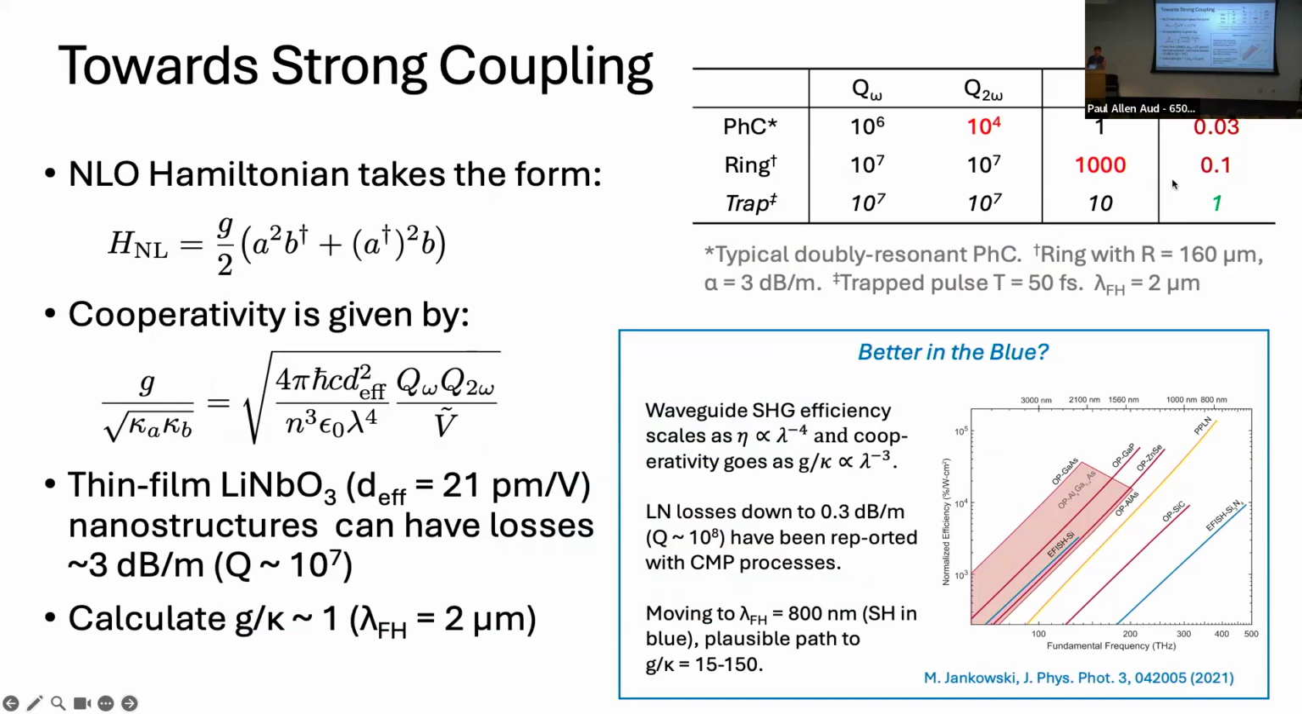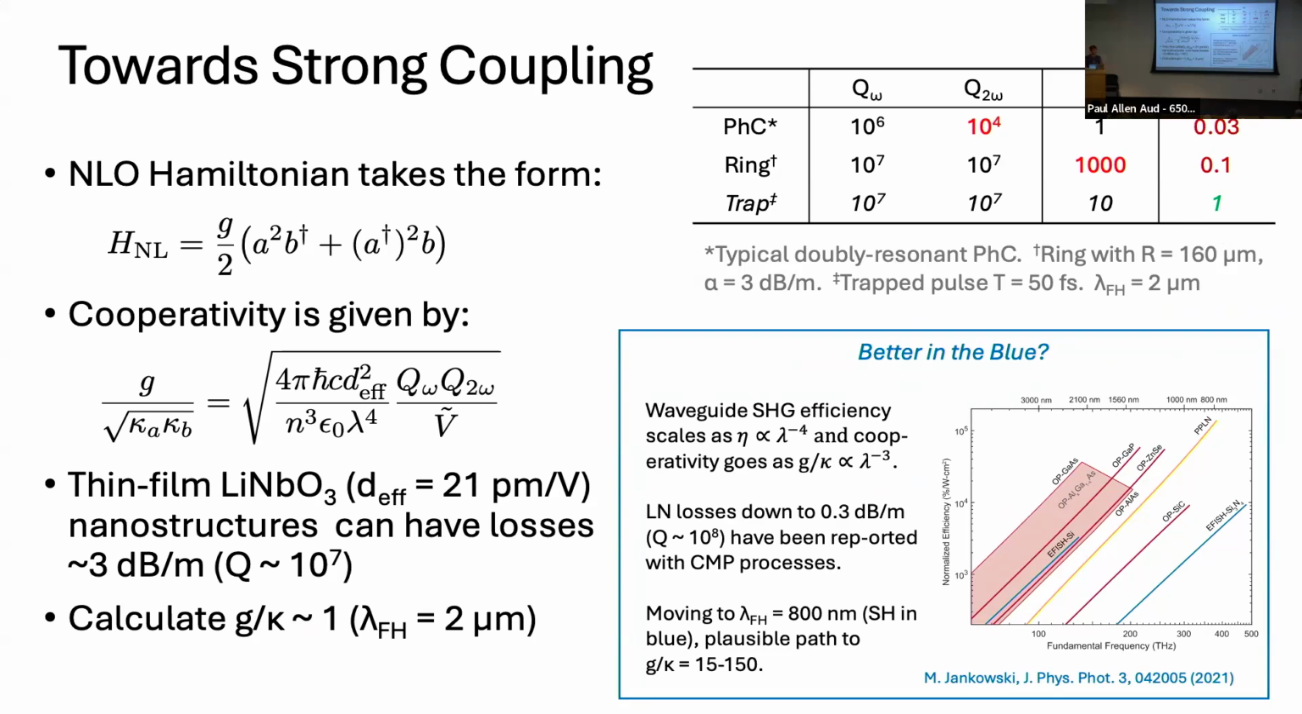This trapping is effectively reducing the mode volume from that of the ring to the volume of the pulse itself, which is basically the duty cycle. And you can get that down by, we estimate, about 2 orders of magnitude, and that increases this G over kappa by about 1 order of magnitude. So we think that there's a plausible path to getting to a G over kappa of 1, which is just at the threshold of strong coupling.